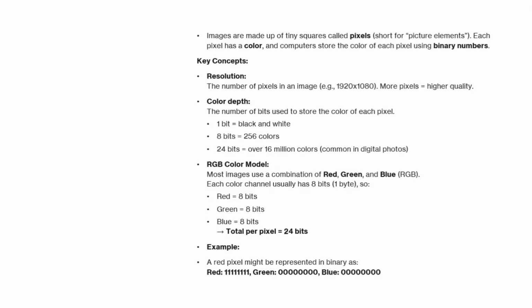And we have the next one, the RGB color model. Most images use a combination of red, green, and blue. Each color channel usually has 8 bits, 1 byte, so red is equal to 8 bits, green is equal to 8 bits, blue is equal to 8 bits, which makes a total of 24 bits. We can see an example below. A red pixel might be represented in binary as 1, 1, 1, 1, 1, 1, 1, 1 for red, and the green is represented by zeros and blue by zeros.